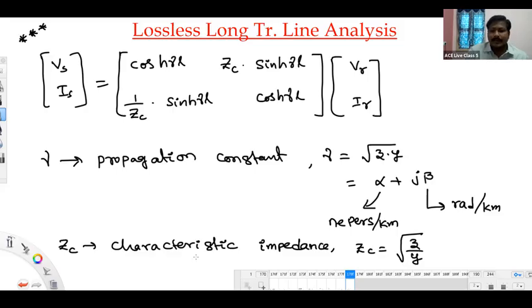Somebody is complaining about echo. Is it not clear now? Somebody is saying clear? Many people are saying that the voice is clear.